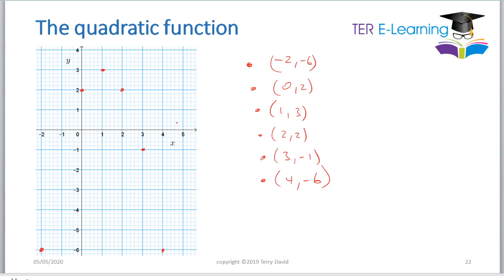Now, in order to draw the graph, we have to draw a smooth curve through all these points. Right? So we know it's a quadratic. We know it's going to be a curve. It's not a straight line, it's a curve. So, like I said, you're going to have to do this with a pencil.